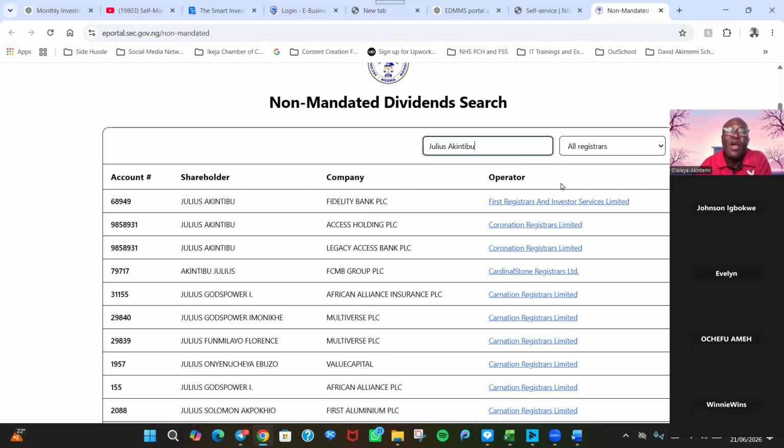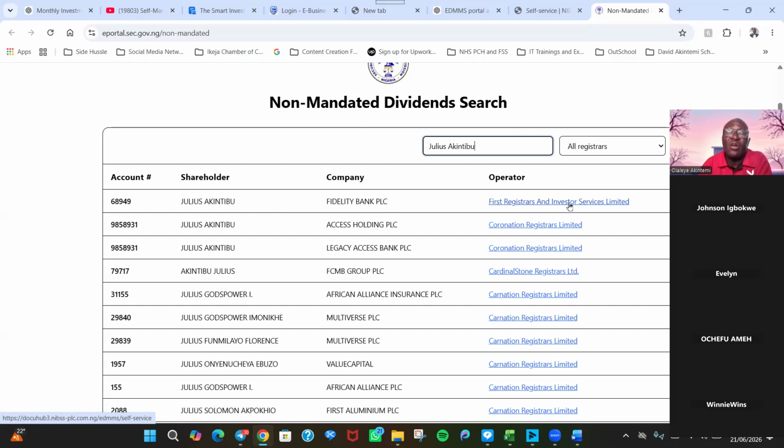Because remember what I said, all the money has been sent to the registrar. So if there is any problem with a dividend, if you go to the stock company, they will tell you, we've paid the dividend, we have moved on, go and talk to our registrar. So now you write out the name of the shareholder, the name of the company where the shares were bought, whether it's Fidelity, and then the operator represents the registrar.